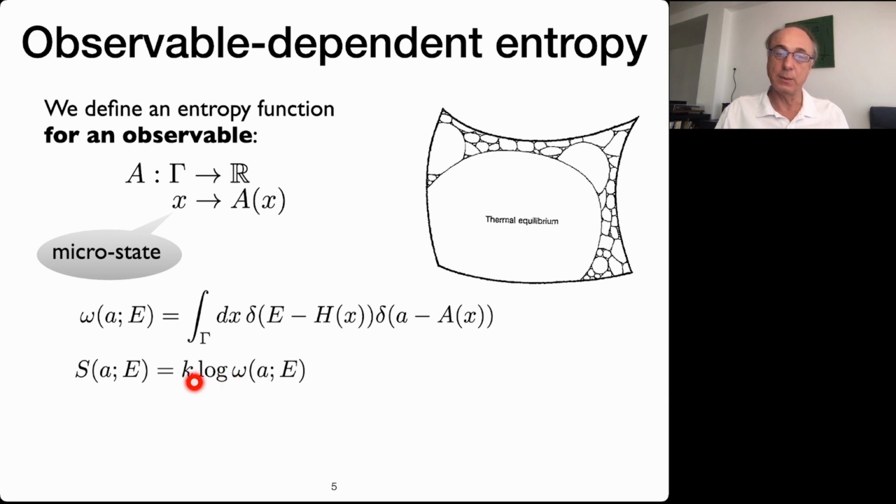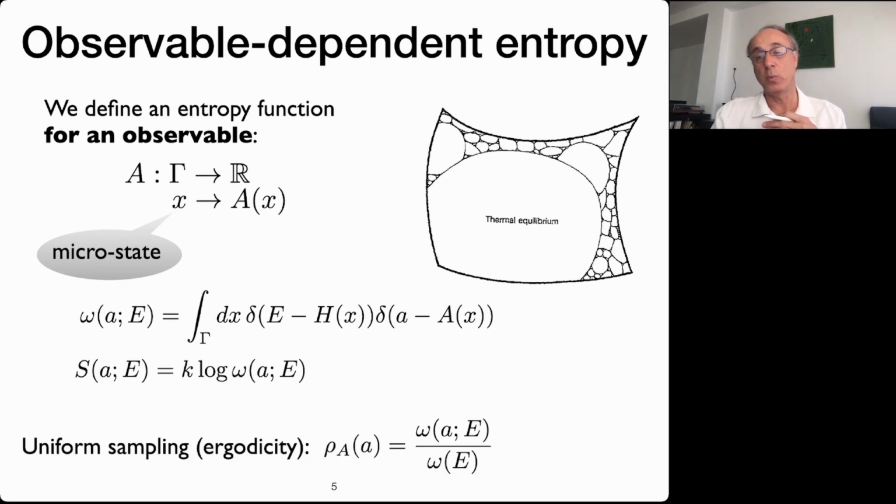And we can define an entropy function now associated with my observable, capital A. So I have an entropy that depends on the possible values of my observable, small a, and on the energy. And if we now invoke this ergodicity property or uniform sampling of the phase space, we can derive this formula. If the system is exploring the phase space in a uniform way, the probability that my observable, capital A, takes on a value small a is given by the fraction of volume in phase space compatible with this value. Or if you like, using Laplace's old formula, the number of favorable cases divided by the number of total cases. And this is the probability to find that my observable capital A takes on a value small a.